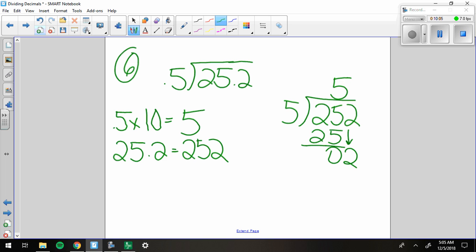5 does not go into 2. It goes in 0 times. Make sure you put that 0 up here. This is the time where we have a 0 in our quotient. 0 times 5 is 0. Still have 2. I need to annex a 0 here. 5 goes into 20. I'm going to put in my decimal point. 4 times.